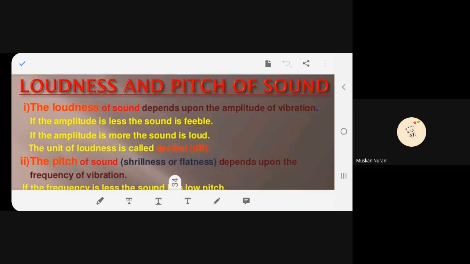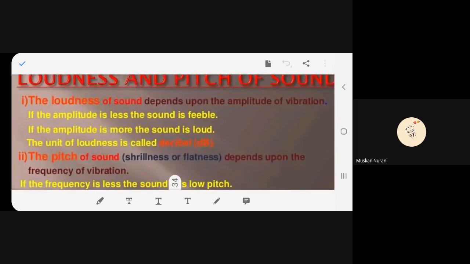Yes, ma'am. So loudness of sound depends not only on frequency, but it also depends on amplitude. So we say that if the amplitude is less, the sound is very weak, very soft, flat. And if the amplitude is more, the sound is very loud. And that we measure with the unit known as dB, decibel.